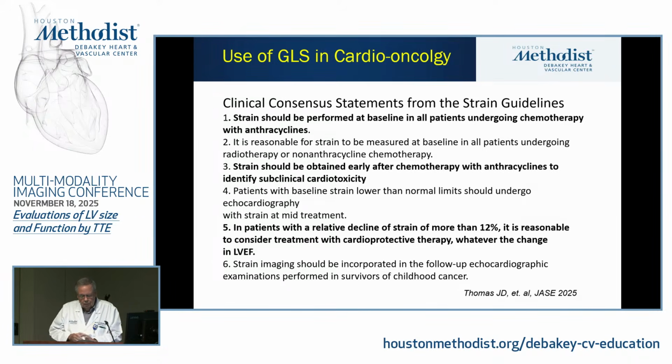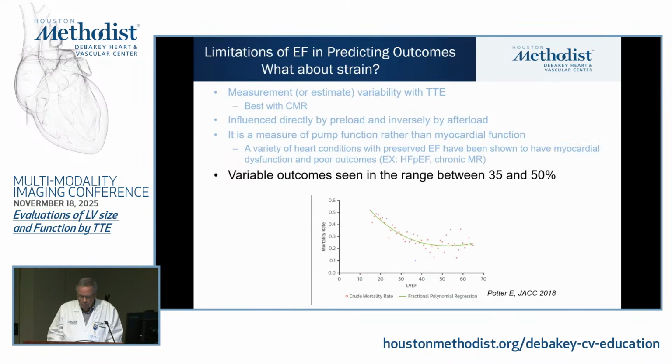So again, you go back now to these strain guidelines, and at the end of discussion of that section, they give a little consensus, and basically they indicate that strain should be performed at baseline and throughout chemotherapy with cardiotoxic drugs to follow patients for cardiotoxicity. And in patients that have a relative decline of strain of more than 12%, it is reasonable to consider treatment with cardioprotective therapy, whatever the change in EF. So this is where we are today. Hopefully there'll be even more data accumulated. But it's nice to see now a group of experts sit down, review the entire literature, and come up with some recommendations.